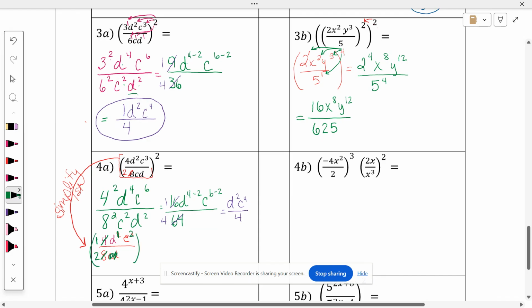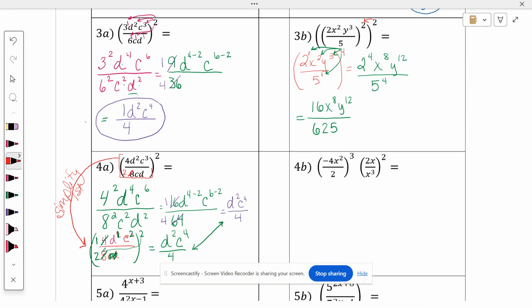Now I can distribute that power of 2. So 1 times 2 is 2, so that gives me d squared. 2 times 2 is 4, that gives me c to the 4th, over 2 squared, which is 4. So same exact answer. It just depends on which method you want to use, which method works best for your brain. I try to typically simplify my fractions first.